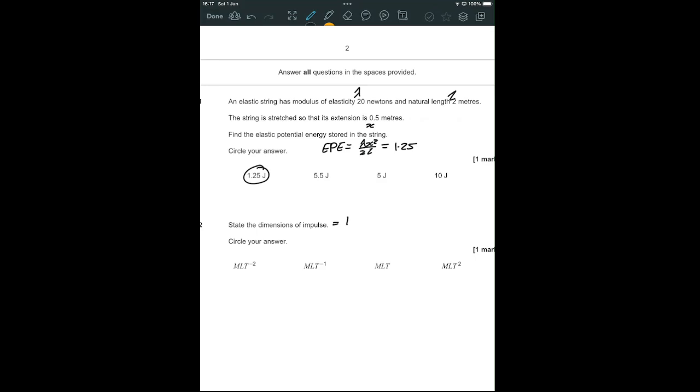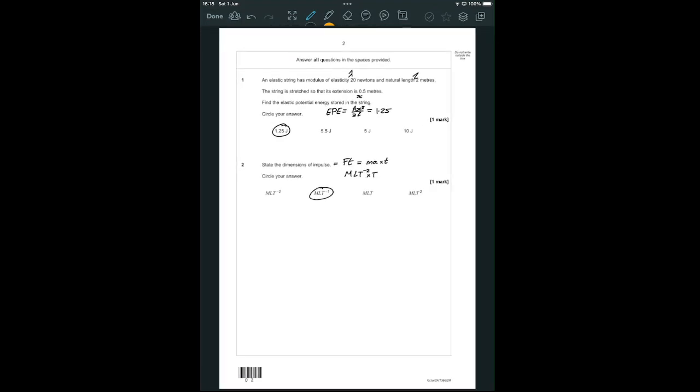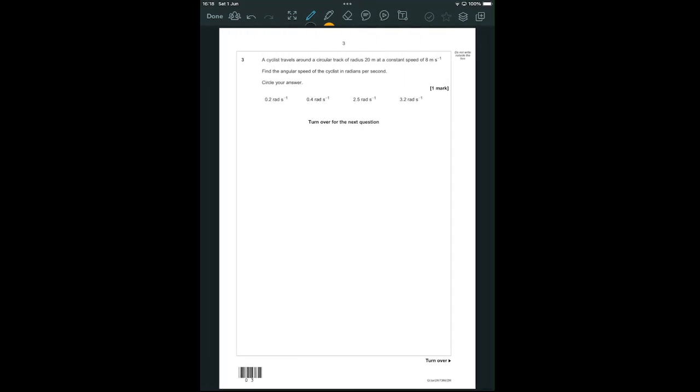State the dimensions of impulse. Well, impulse is a force times time. You can also think of that as a change in momentum, so it's the same units as momentum. Force is a mass times acceleration, times time. So I'm thinking of the dimensions. I've got a mass, L T to the minus 2 from acceleration, and a T from the time. It's going to be M L T to the minus 1, which also is exactly a mass times a velocity, which is what you'd get if you did change in momentum instead.